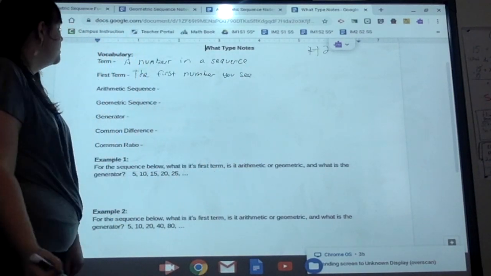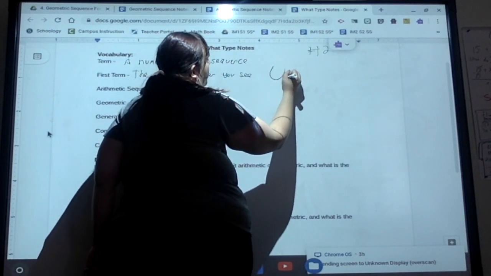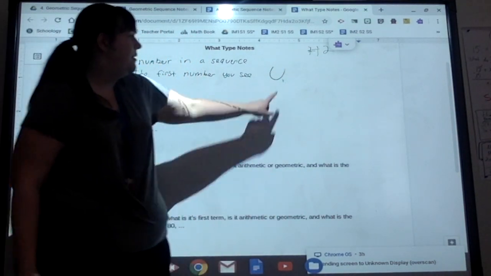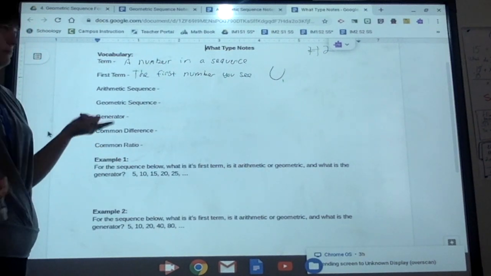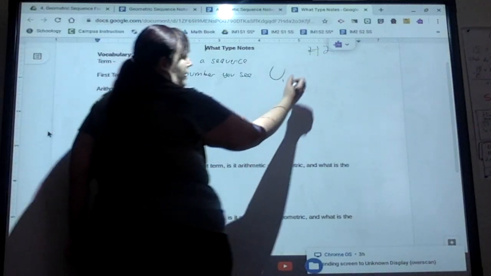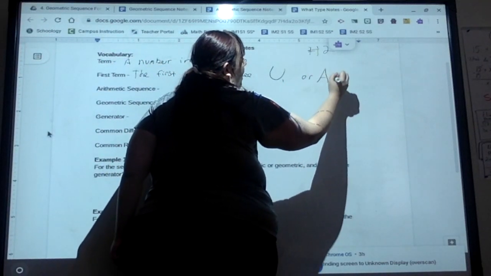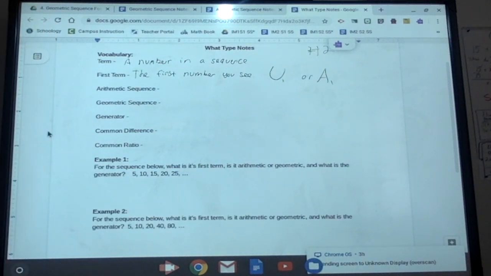And we use notation that looks like this. It's a U with a little 1. And that means the first term. We use U to mean just term, any term. We could also write it with an A with a little 1. Those are the 2 common letters. Whether it's a U or an A, it just means term, and the 1 means it's the first one.